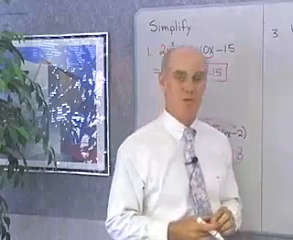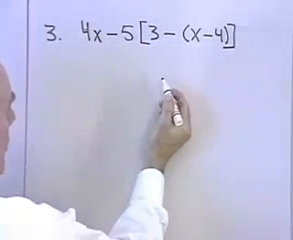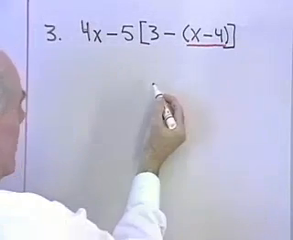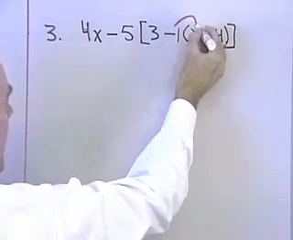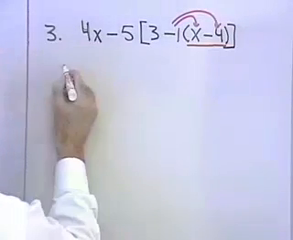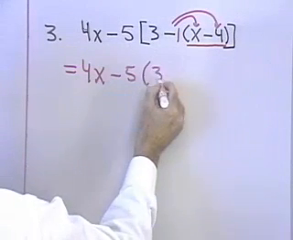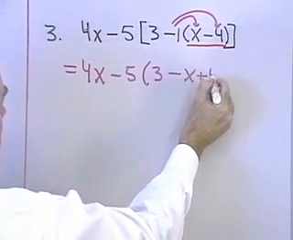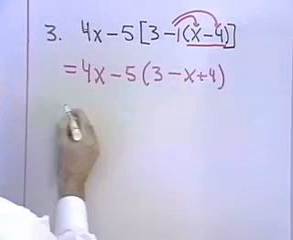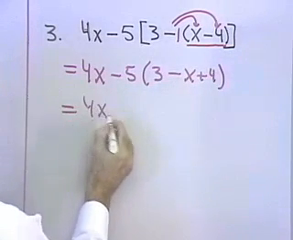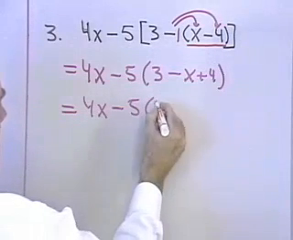Let's look at one more simplification problem. I'll use my rule for order of operations and go into the innermost parentheses first. I want to remove them. I'll think of this as a negative 1 times each term inside. So I have 4x minus 5 times 3 minus x plus 4. And I've replaced these brackets with parentheses. Continuing to simplify, I have 4x minus 5 times 3 plus 4 is 7 minus x.